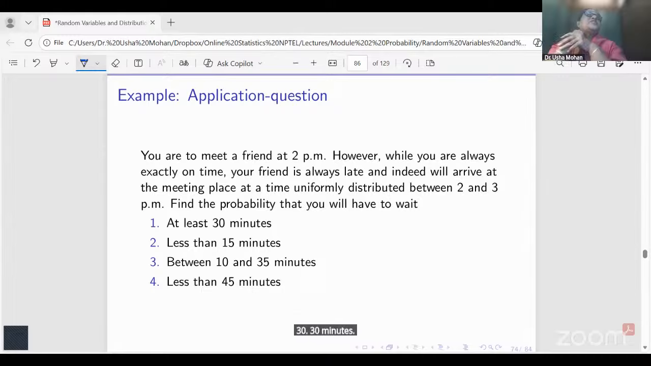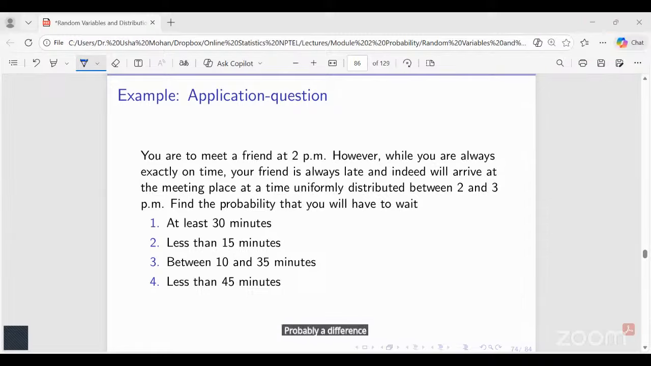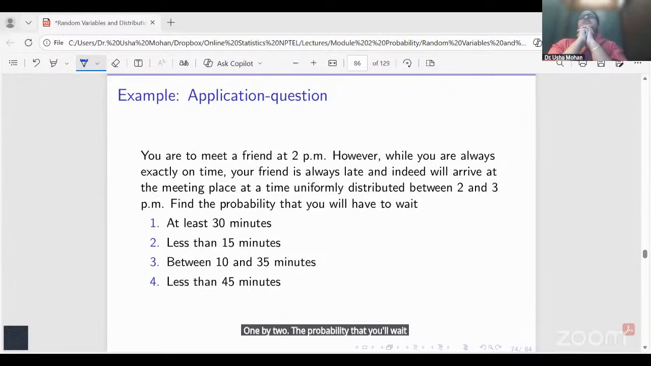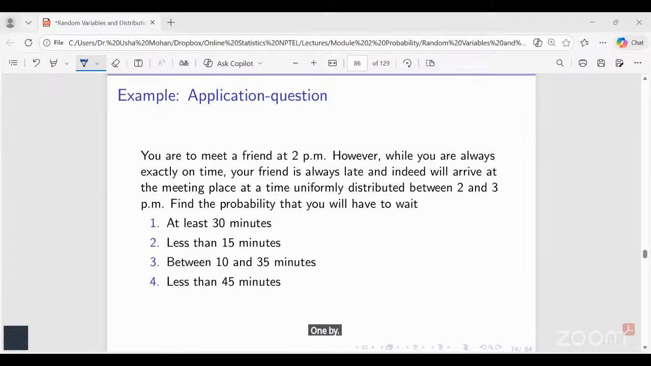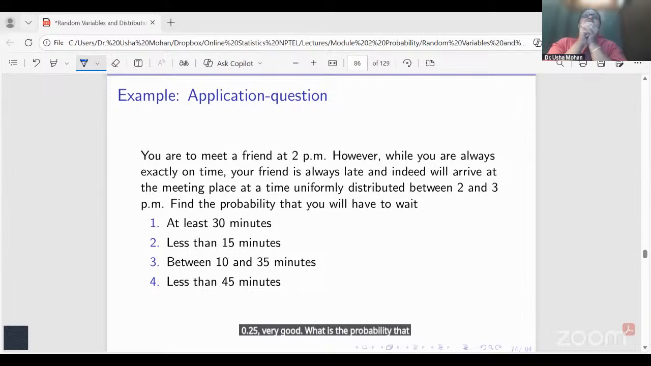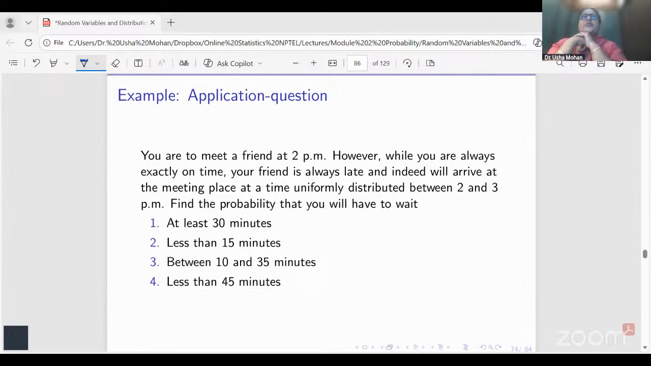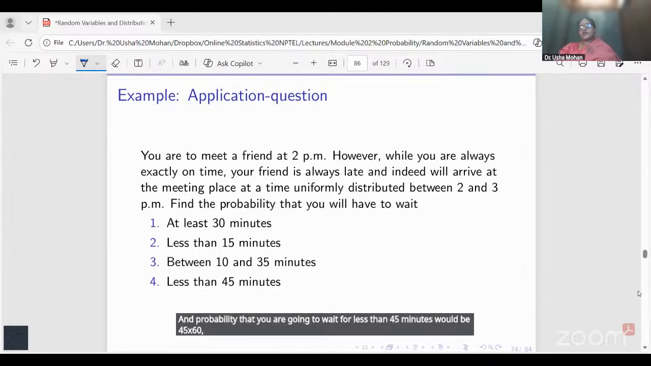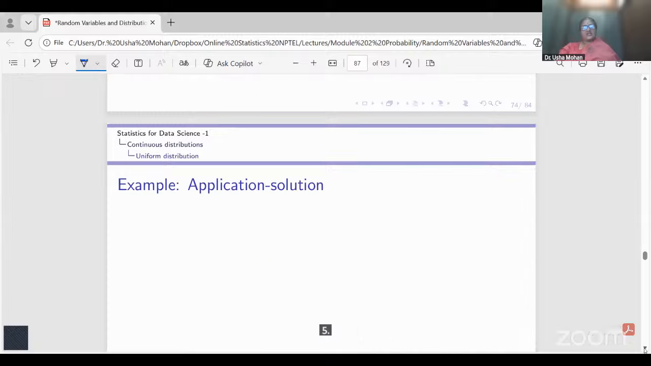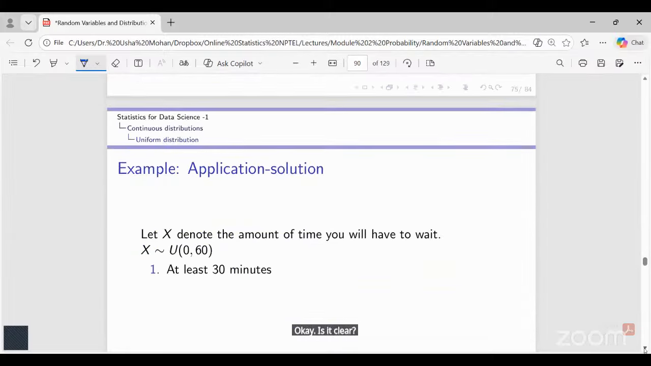The probability of waiting at least 30 minutes is 0.5, or 1 by 2. What is the probability that you'll wait for less than 15 minutes? 0.25. Very good. What is the probability that you'll wait between 10 minutes and 35 minutes? It would be 5 by 12. And the probability that you are going to wait for less than 45 minutes would be 45 by 60, which is 0.75. Is that clear?